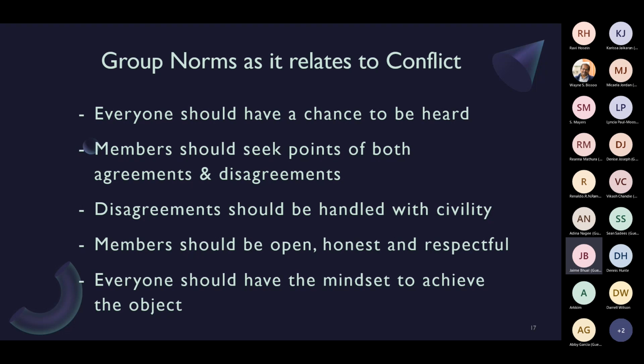The group rules should include that everyone will have a chance to be heard and members will seek points of both agreements and disagreements. Now, handling disagreements with civility is essential. Members should be open and honest about issues and should be respectful in order to create a safe environment. They should also have the mindset to achieve the final objective instead of making enemies within the group.